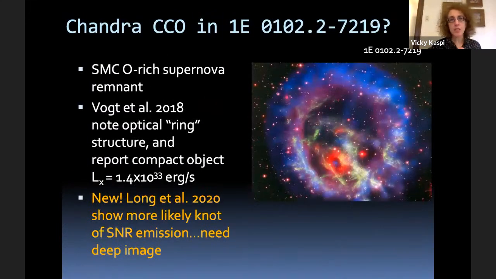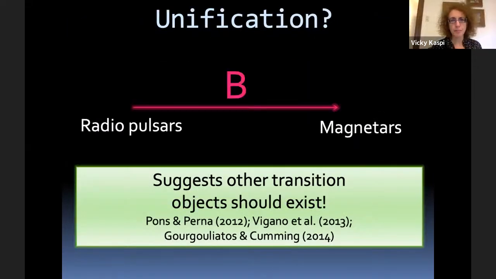And one quick addendum to the CCO story. There was a reported CCO in this famous SMC oxygen-rich supernova remnant. It was thought this object here could be a CCO. It had an interesting optical ring structure and appeared to be a compact point source. Long et al. recently showed that it is more likely to be supernova remnant emission and not quite consistent with the PSF. But I think a deep Chandra observation of this would be really interesting.